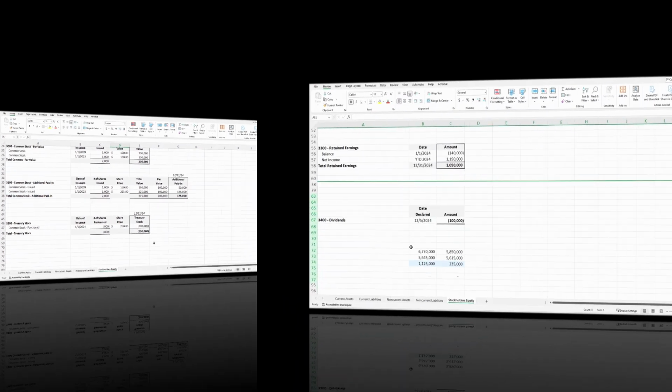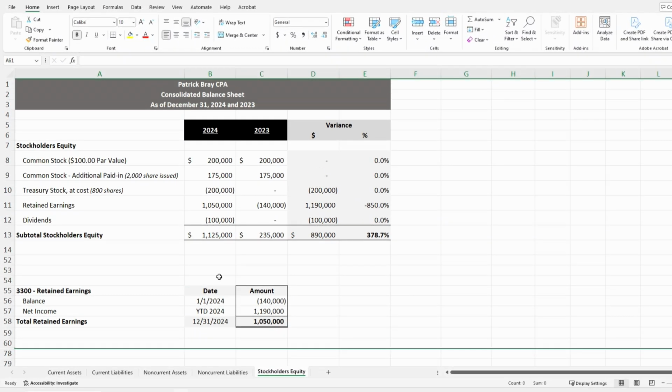Now, our fourth line item here and our fifth line item here, retained earnings and dividends, are going to be tied in together. I'm going to start with retained earnings, and I'll explain why I have dividends out there, because some of you might look at that and be like, why does he have dividends out there? Okay, 3,300 is our GL account for retained earnings.